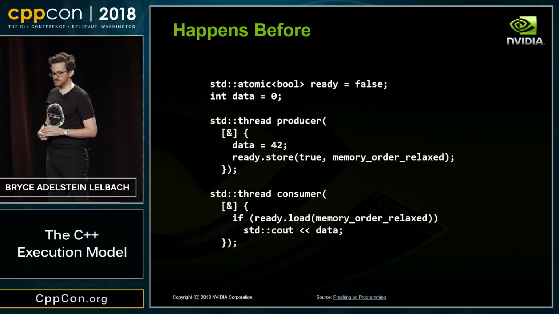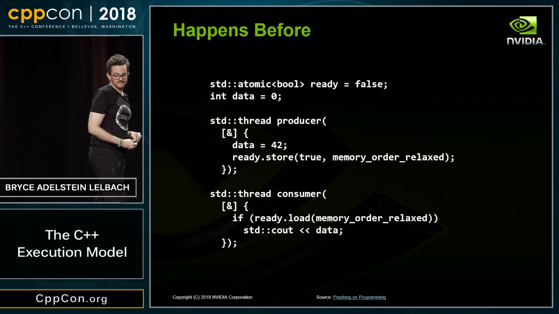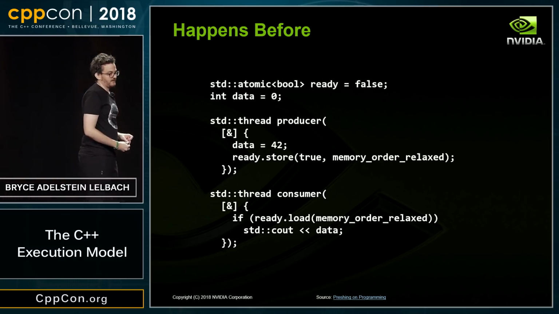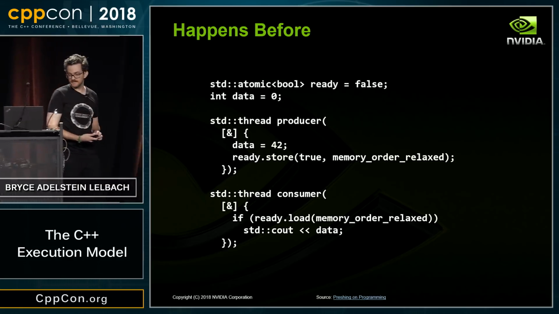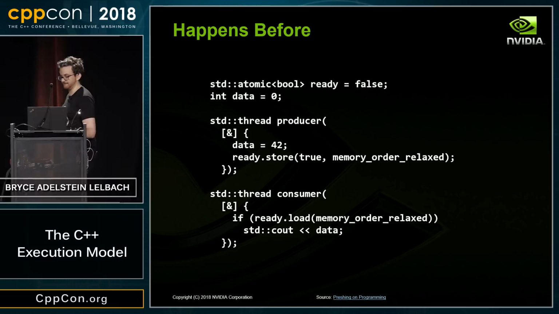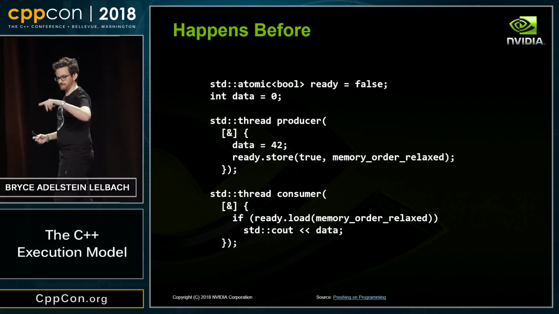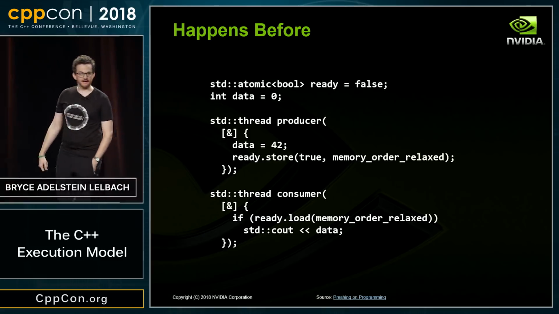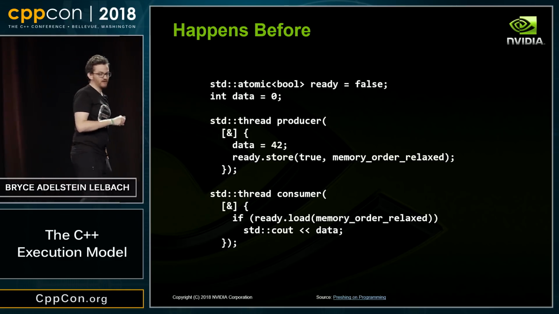So let's look at an example. We've got two threads here, and two variables: an atomic bool and some data. I've got a producer thread, and what it does is assign to that data, that int, and then do a relaxed store to this ready flag. Then I have this consumer here, and it does if ready, then print out the data. So you would think, perhaps, that if this branch is taken, then you would observe that data is 42. But you won't, because memory order relaxed does not give you a happens before relation.